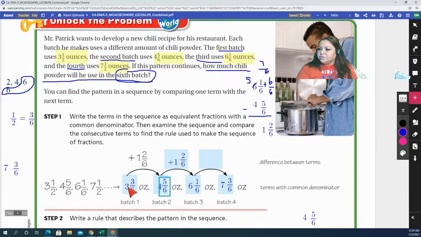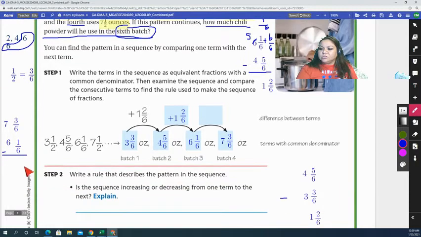And I'm going to subtract 6 and 1/6. So that's 6. And I'm subtracting 1/6. Okay, so when I do that, I have 3/6 minus 1/6. That is equal to 2/6. And then 7 minus 6 is equal to 1. So again, I got the same. So I'm adding each time 1 and 2/6.